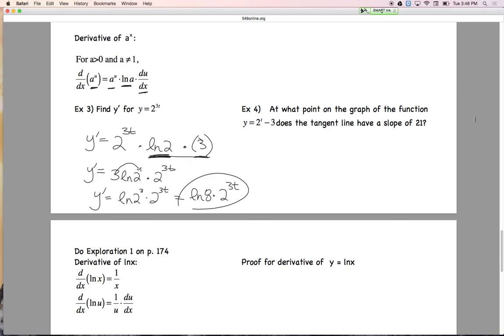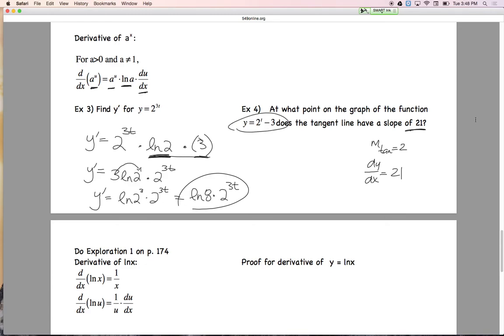The next problem, example 4. At what point on the graph of the function y equals 2 to the t minus 3 does the tangent line have a slope of 21? So in other words, I want to figure out when the slope of the tangent is equal to 21, or when the derivative is equal to 21. So what I'm going to do is take the derivative and then set it equal to 21.